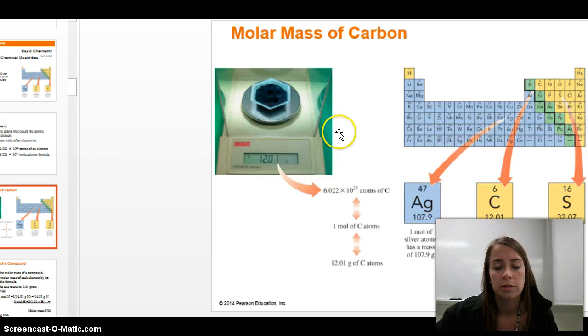So if we're talking about carbon, remember, that is how we design the mole. How much is a mole? The mass of carbon is 12.01 grams. That's 1 mole of carbon. Okay, so that's its molar mass.